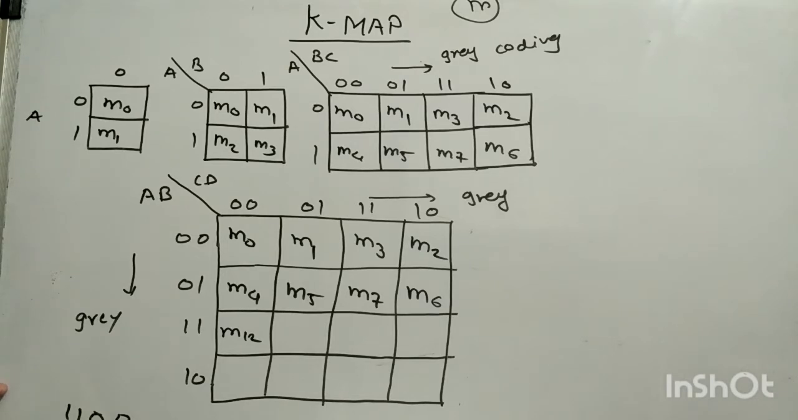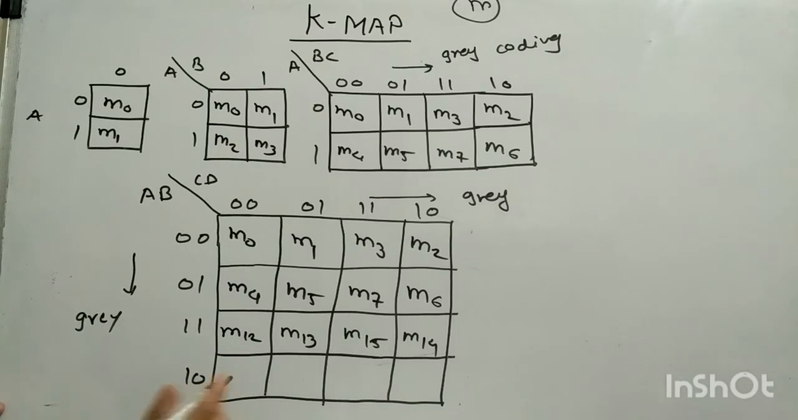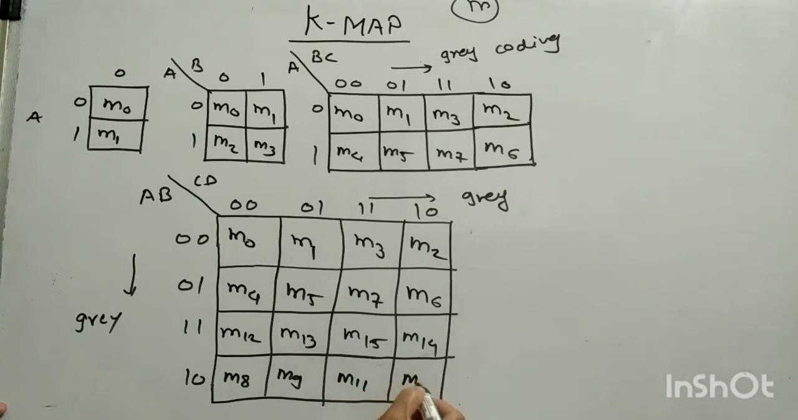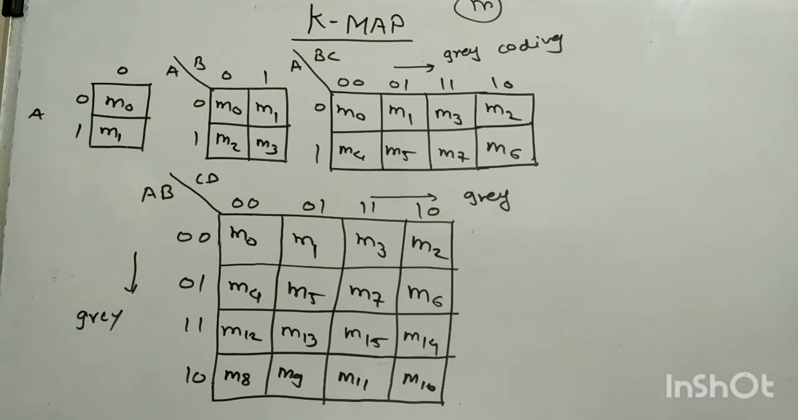So 2 raised to 0, 2 raised to 1, 2 raised to 2 and 2 raised to 3. So 8 plus 4 will give you 12. Then 1 1 0 1 means M13, 1 1 1 1 means M15 and this is M14. And 1 0 0 0 means M8, M9, 1 0 1 1 is M11 and M10. So this is how we can represent the different variable K maps using shorthand notations, which are called minterms.